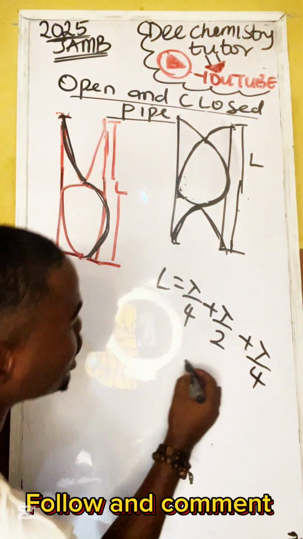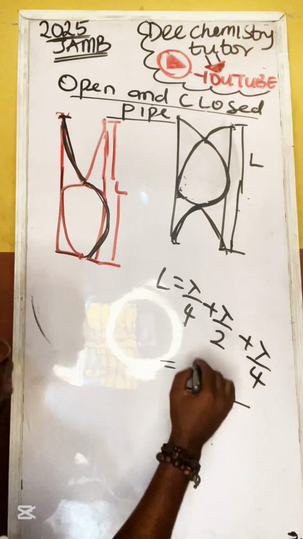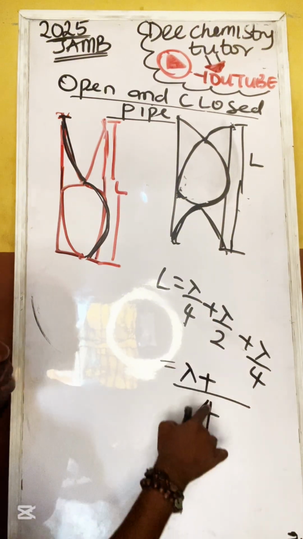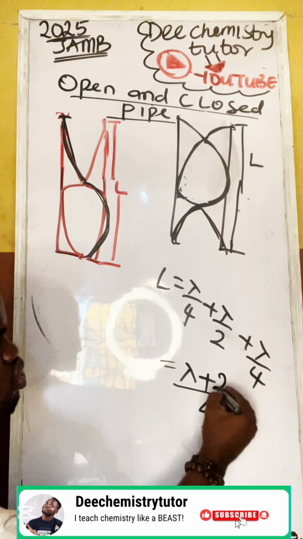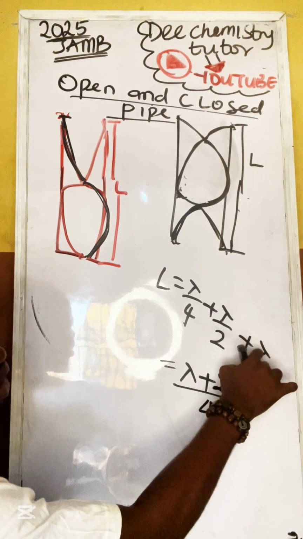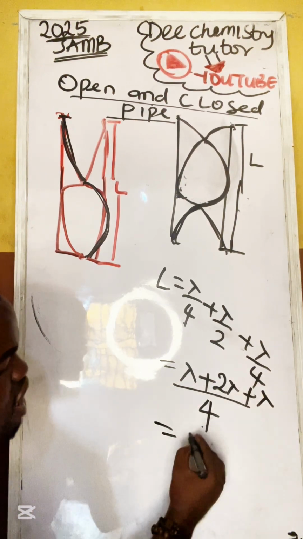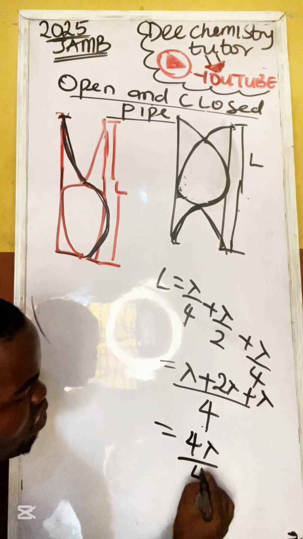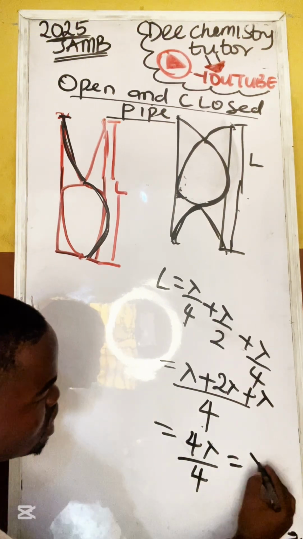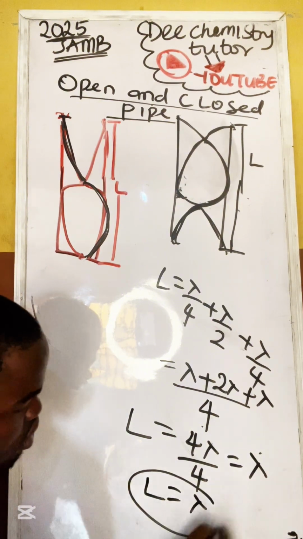So from here, I can add everything together. LCM is 4. How many 4 can you see in this? 1 lambda. How many 2 can you see in 4? 2. 2 times this, 2 lambda, plus 4 in this. That's what? 1. How many times this? Lambda. So lambda plus 2 lambda plus lambda, that's 4 lambda over 4. That's why in this case, the length is lambda.